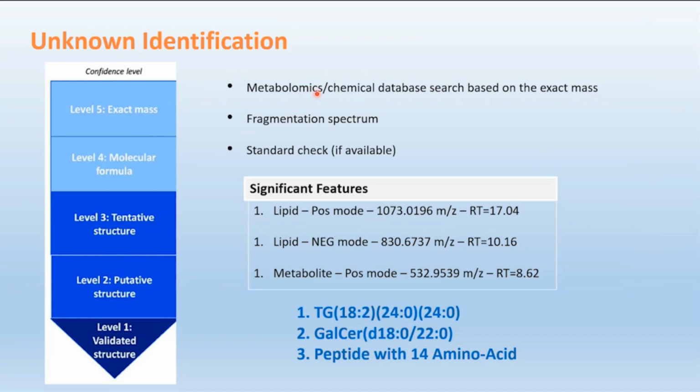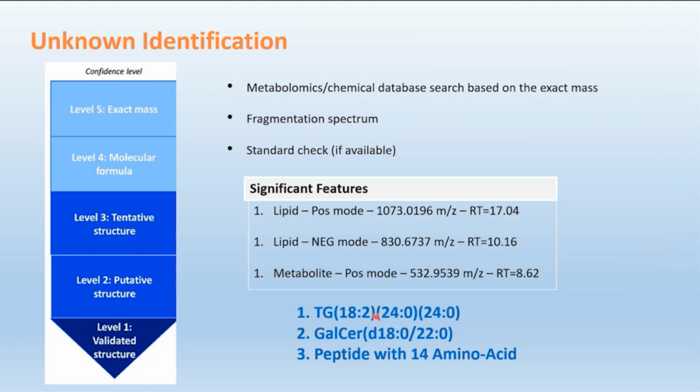And so we have databases that you can search to get hits. We have MSMS data that we can use to help identify structure based on fragmentation. And so in this case, we had 5 in the list. We were only able to identify 3 of the top 5, and these are the top 3 that we were able to identify. 2 of the top 3 were lipids.